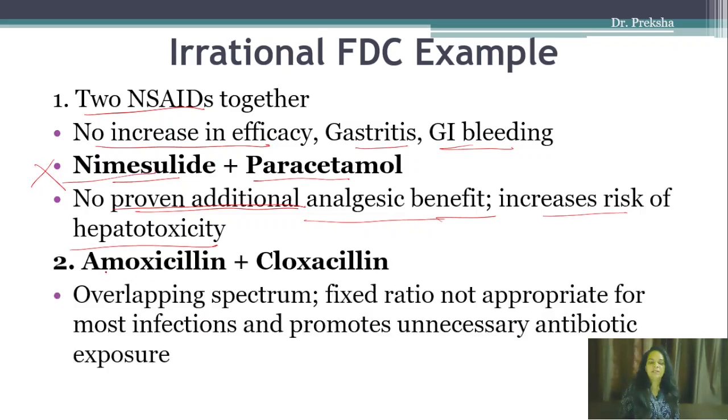Another example is amoxicillin plus cloxacillin. These two drugs have an overlapping spectrum, and the fixed ratio is not appropriate for most infections, and it can also promote unnecessary antibiotic exposure. So this FDC is also an irrational FDC.